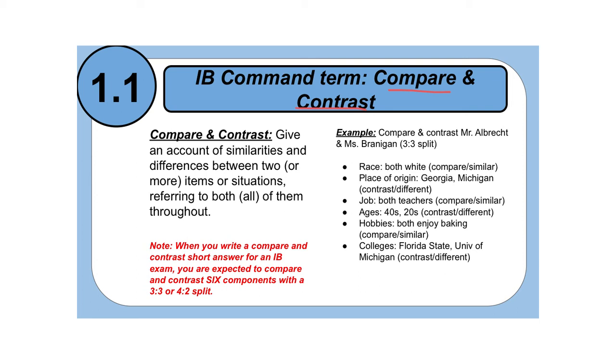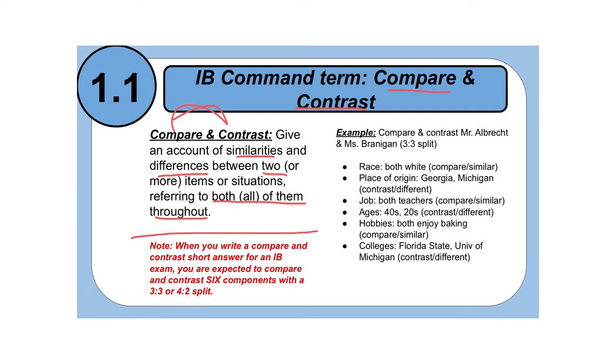So compare and contrast means give an account of similarities and differences between two or more items or situations, referring to both or all of them throughout. What this means when we say for both or all of them throughout, you have to refer to both contrasts and compare. You can't just do all comparisons or all contrast. You actually have to have both.